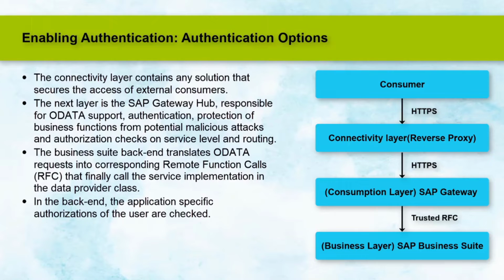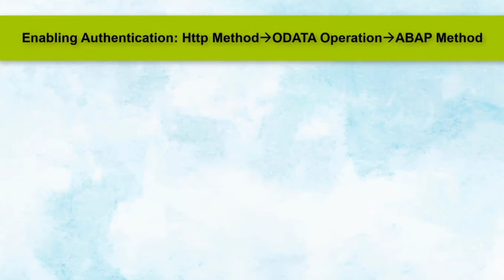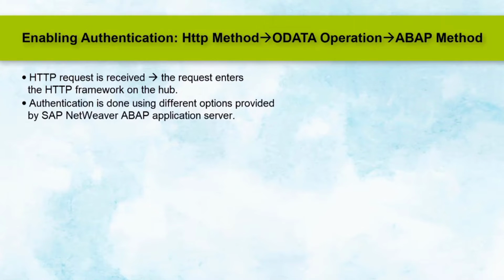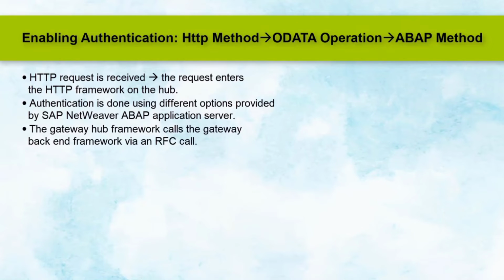Take a pause to go through the process flow of authentication options. Whenever an HTTP request is received from the outside world, the request enters the HTTP framework on the hub. It is then authenticated using different authentication options provided by SAP NetWeaver Web Application Server. The Gateway Hub framework calls the Gateway Backend framework via an RFC call that uses a trusted RFC connection.